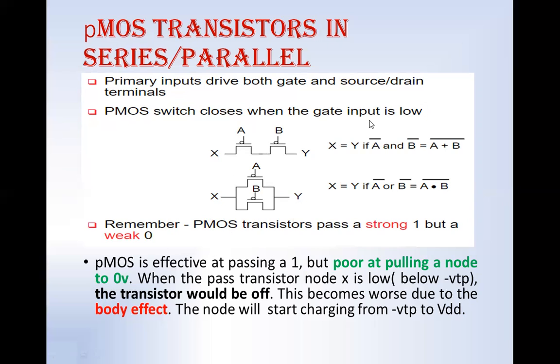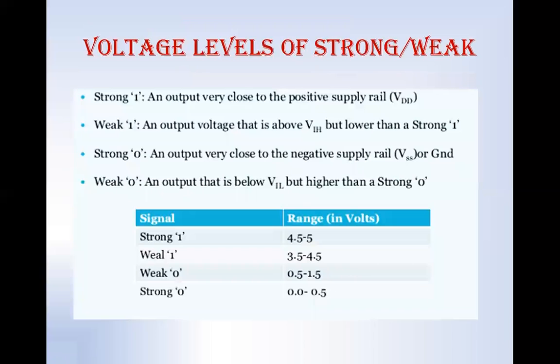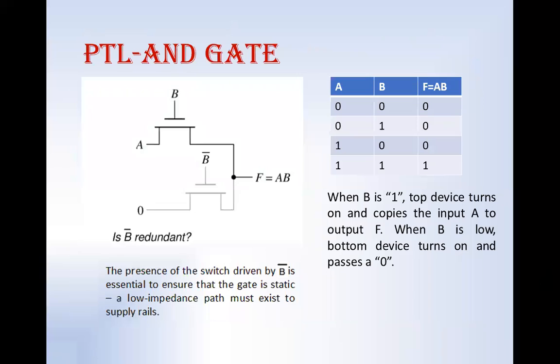So having knowledge of this, we have to go for the NMOS transistor using the NMOS inverter. And here some threshold values are given for strong 1, weak 1, weak 0 and strong 0. Strong 0 can be defined as when the voltage is between 0 and 0.5, and weak 0 can be taken between 0.5 and 1.5. Similarly, weak 1 is 3.5 to 4.5 and strong 1 is taken between 4.5 and 5 volts.